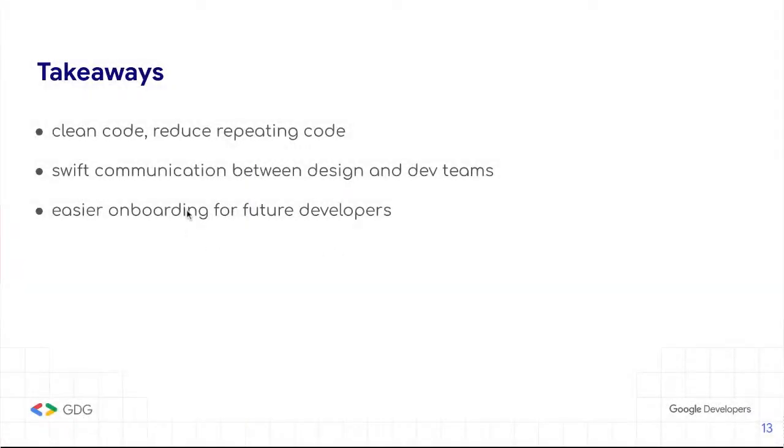And some of the takeaways are clean code, reducing the repeating of the code, which is the main goal of design patterns and design systems, and swift communication between design and dev teams, because there is a document that comes with all of the rules that need to be followed by both dev and design teams, and easier onboarding for future developers. All they have to do is constantly study the widgets.dart file, and they'll get an idea of all the constants that you're using in your project.